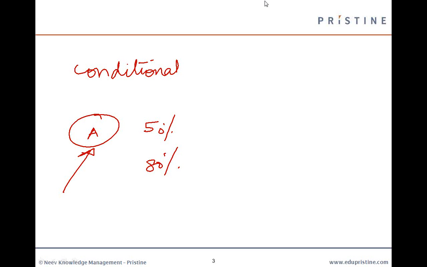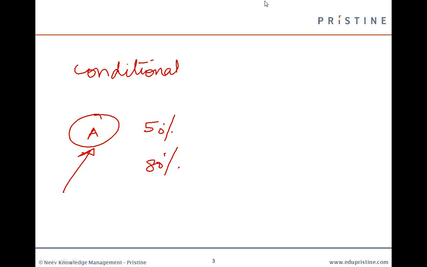The random event is still the same. That is, whether India beats England or not, or whether you pass the exam or not. The only difference between these two values is that here you're talking without any condition, and here you're talking in terms of a condition. So this is called conditional probability.